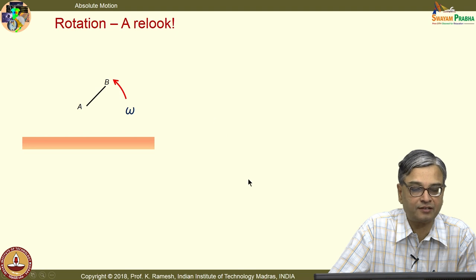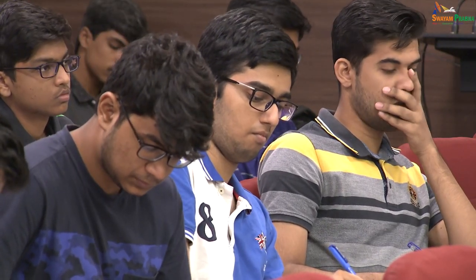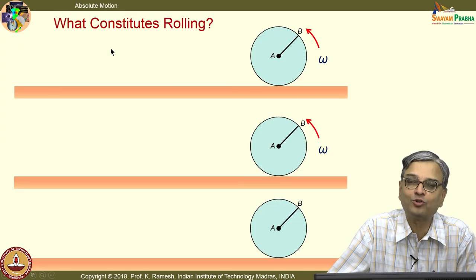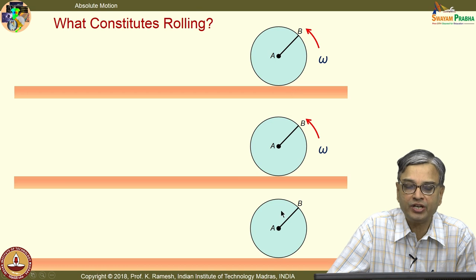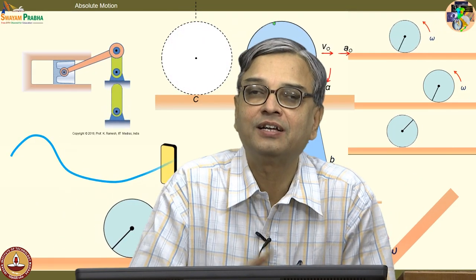And we have looked at rotation in the previous class. This is just a recapitulation. So, you will have to realize that it is enough if I put a line on a body and monitor its rotation, I am able to find out the angular velocity. And all of you have some idea of what rolling is. And I would like you to go back and see what constitutes rolling. See, I have put three disks. Can you guess why I have put three disks for me to explain? If you have noted my initial slide that shows the background, you would have got the clue.